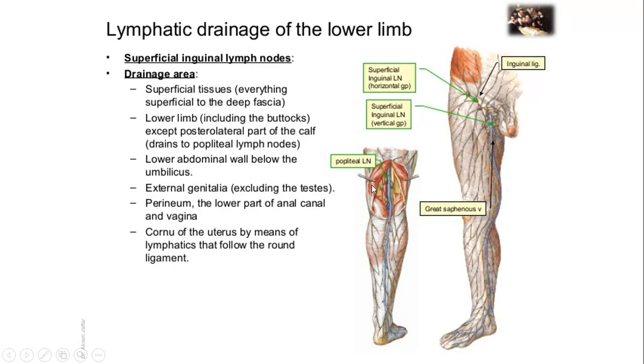Here we are seeing the popliteal group of lymph nodes, which drain the posterolateral part of the calf into the popliteal nodes. You can compare it with the upper limb, where we have seen a group of epitrochlear lymph nodes in the cubital fossa. They are comparable to the popliteal lymph nodes in the lower limb, which drain only the posterolateral part of the calf.